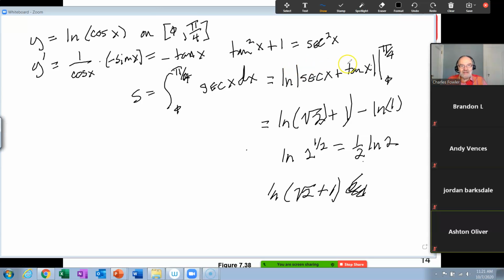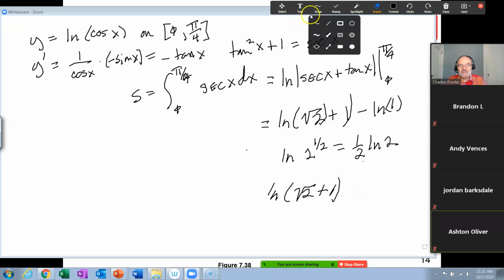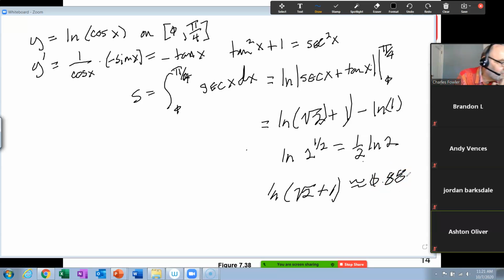So, to make sense here, let me also get rid of this little squiggle. And then we said this is approximately equal to 0.88 something. They said 0.881. 0.88 is fine. Sorry about that. Because the log of 1 is, of course, 0.